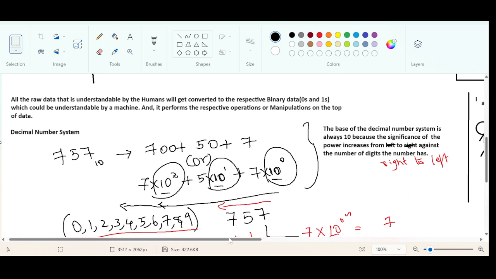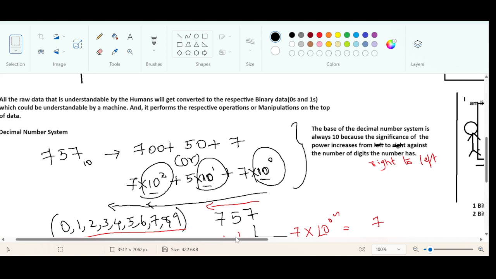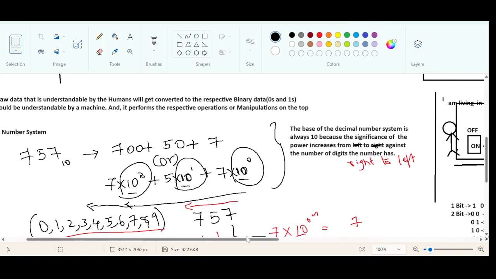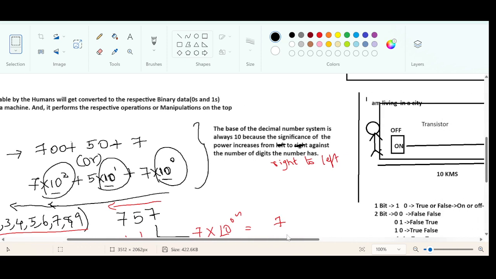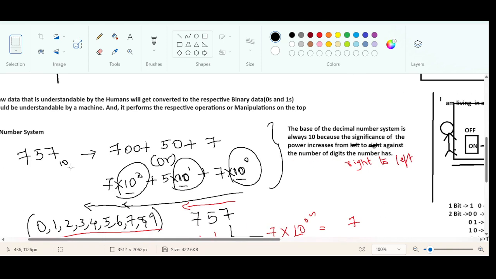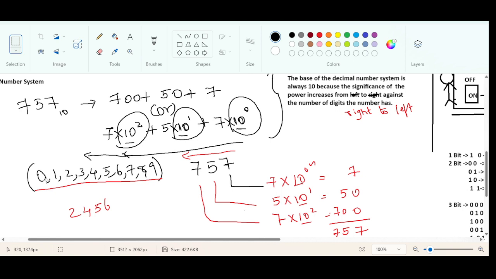The decimal number system is pretty simple to understand. The numbers that are understandable by humans are called the decimal number system. As simple as that. It is always going to be base 10 because it accepts numbers from 0 to 9.